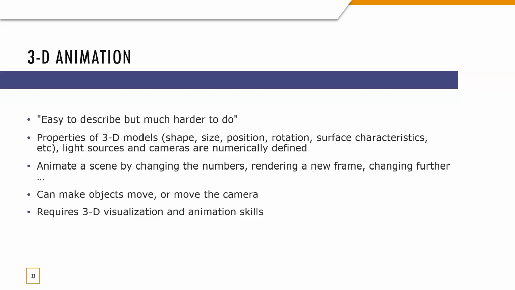Okay, for those models, if you have seen the movie, the difference between 2D and 3D, you can see the difference. Where for the 3D you can feel much more real, okay, in terms of the characters. Okay, so you animate a scene by changing the numbers, rendering a new frame, changing further, and you will get the 3D concept. Okay, and then you can make an object move or move the camera. So this is all the process that we have in the 3D animation. So in our syllabus class we don't go much further on the 3D animation.